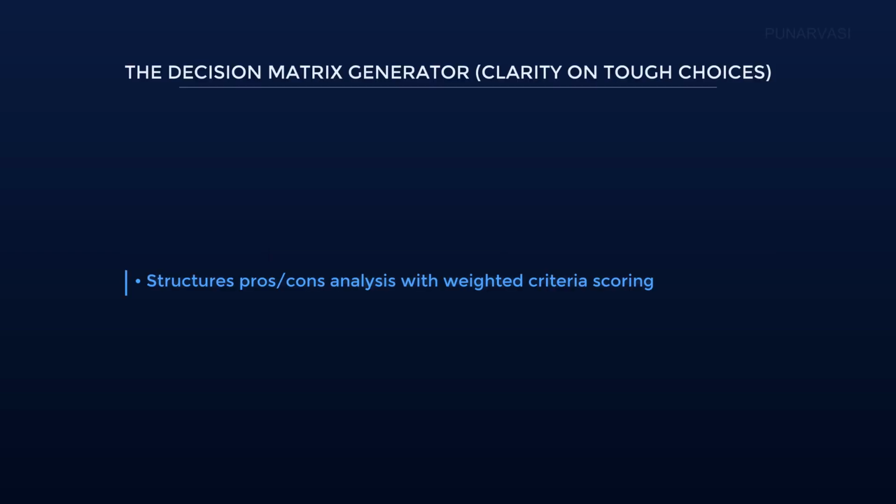So you are stuck between options, paralyzed by analysis. This prompt forces absolute clarity. The key insight is that you define what actually matters, then it systematically scores every choice against your own criteria. What this means is you move from gut feeling to objective data, instantly revealing the single best path forward for your unique priorities.